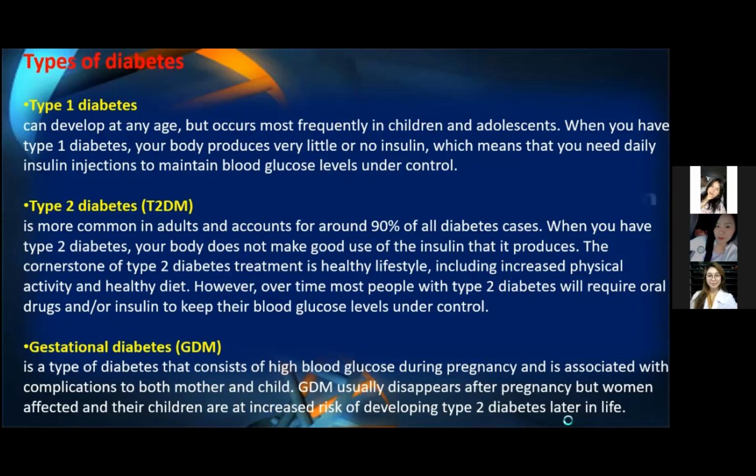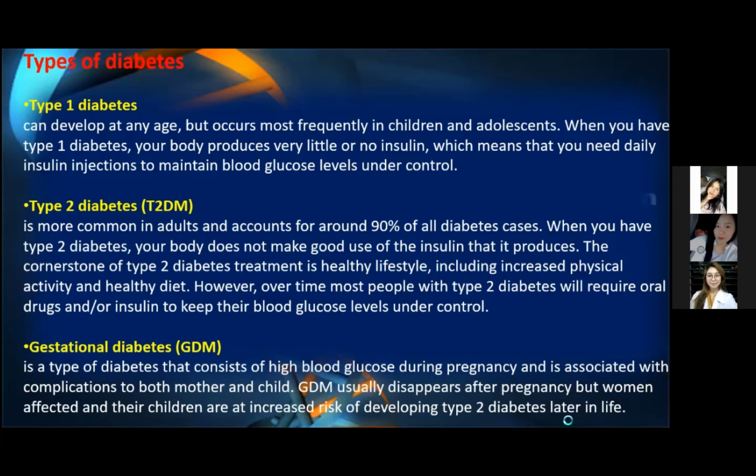The second one we have is T2DM, or type 2 diabetes mellitus. It is more common in adults and geriatrics and accounts for around 90% of all diabetes cases in the world. When you have type 2 diabetes, your body does not make good use of the insulin that it produces. The cornerstone of type 2 diabetes treatment is a healthy lifestyle, including increased physical activity and a healthy diet. However, over time, most people with type 2 diabetes will require oral drugs and/or insulin injections to keep their blood glucose levels under control.